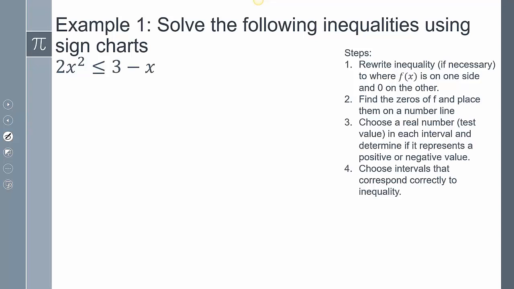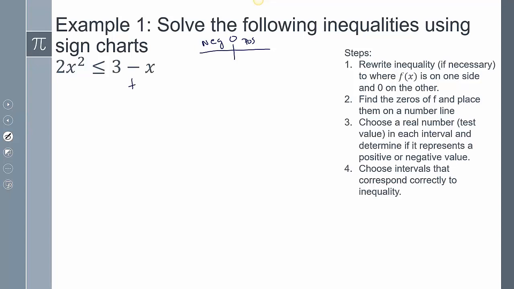Now if you remember yesterday, kind of the thing that we concluded is we always want to compare it to 0, because when we're comparing it to 0, we're separating the negative numbers from the positive numbers. And so being able to separate that is going to enable us to use these sign charts. So I want to rewrite this inequality to where f of x is on one side and 0 is on the other.